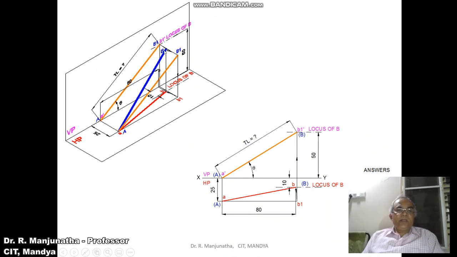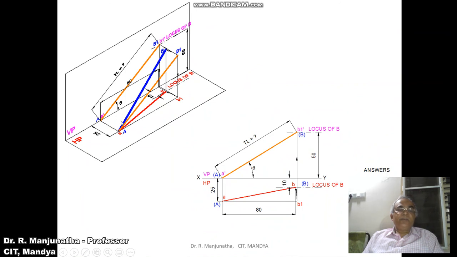You rotate this AB, making AB1 such that A and B1 are in front of VP by 25 mm. When you look from the top view, that image is rotated like this, so you have ab1 parallel to VP. When it is projected, you are going to get this point, and you get the true length in the vertical plane.